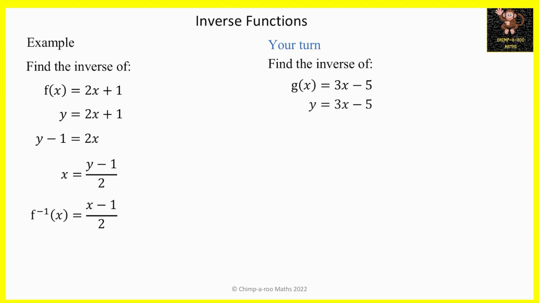So y is 3x minus 5, so whatever x is, we're going to multiply by 3, then take away 5. So we want to undo that, we need to add 5 first, then divide by 3. So x is equal to y add 5 all over 3, or in terms of g of x, it's g to the minus 1 of x is equal to x plus 5 all over 3.